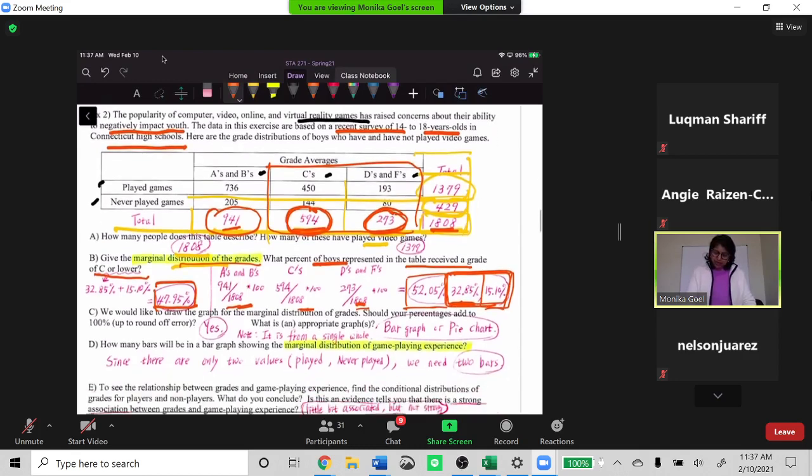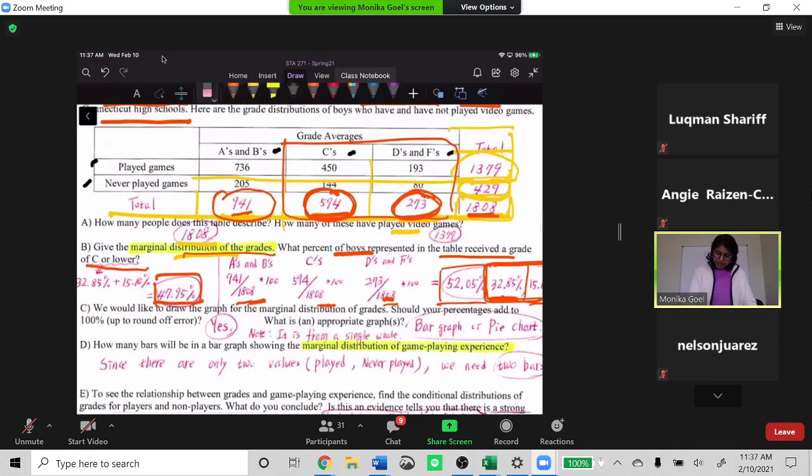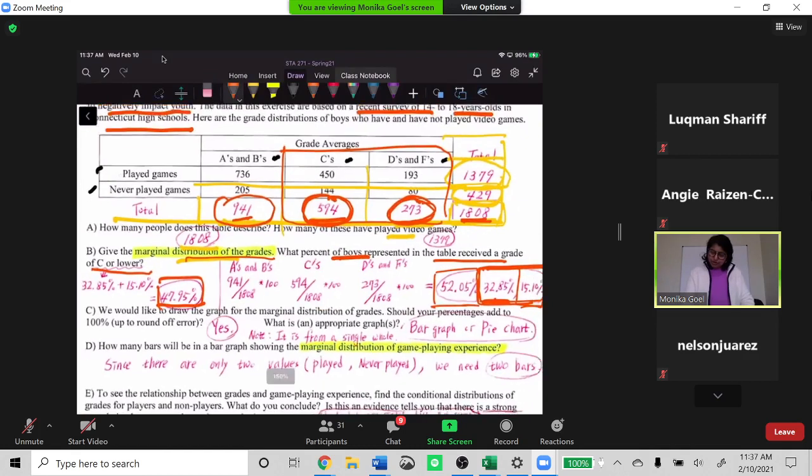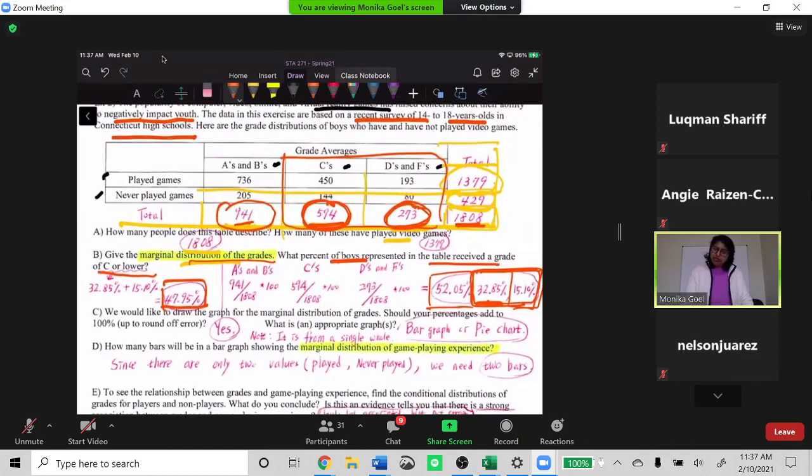All right. If not, let's go to the next question. We would like to draw the graph of the marginal distribution of grade. Should your percentages add to 100? And you know that when we talk about a categorical variable, you can make a pie chart or bar graph to represent your categorical variable. If your percentages add up to 100, then you can make a pie chart. Otherwise, you will just make a bar graph.